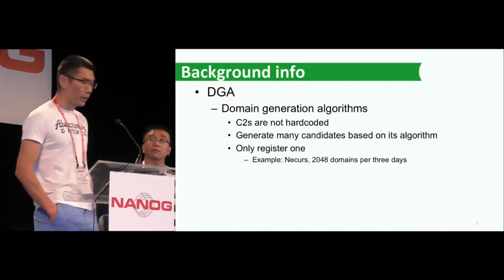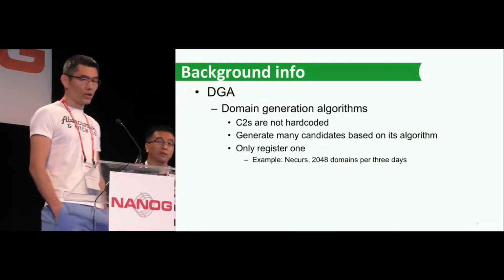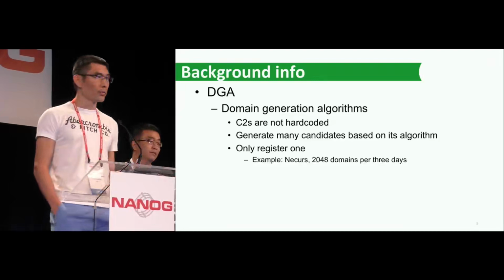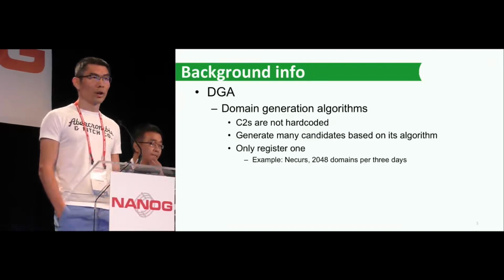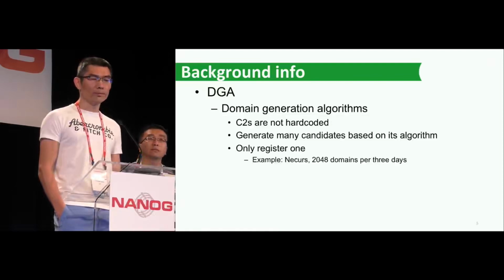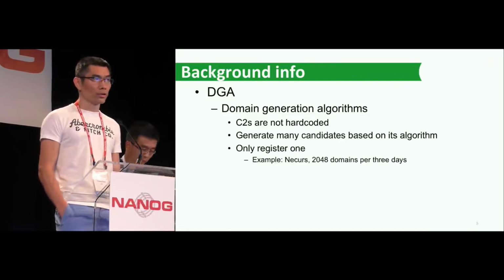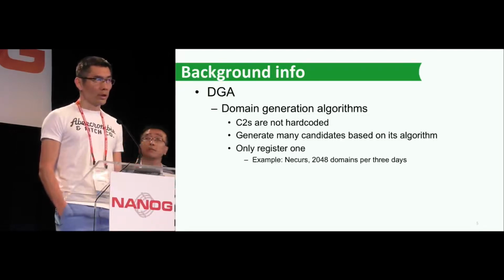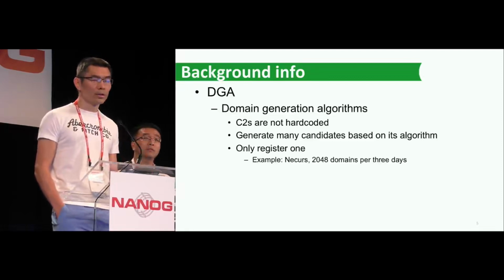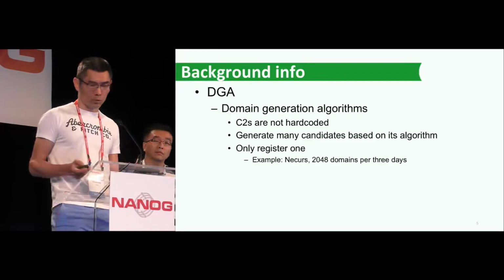So, DGA stands for Domain Generation Algorithm. By using DGA, the C2 is not hard-coded anymore. The C2s are generated by the malware's own algorithm. And normally, when we're talking about C2 here, we're talking about not just one C2. Malware can generate a whole bunch of C2s and only pick one to register, and that malware will work.